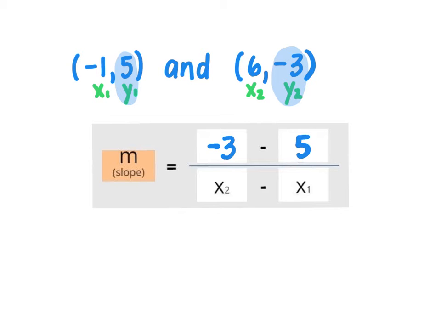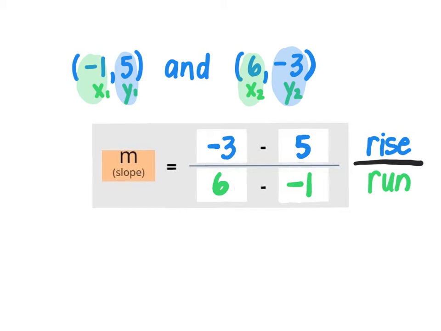Then we'll need to find x2. x2 will be the first value in this second point. So we'll take the 6 and we'll place that in the x2 location of our formula. From that, we'll subtract x1, and we can see that that is -1. Now, I mentioned a little bit before that when we look at the top of this formula, we have the rise, and on the bottom, we'll have the run. This is known because the formula for slope is the same as rate of change. It's the rise over the run. We find the rise by taking away the y values from each other, and we find the run by subtracting the x values from one another.